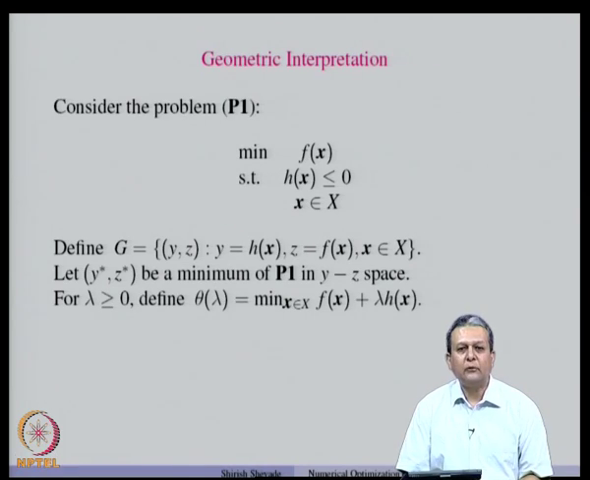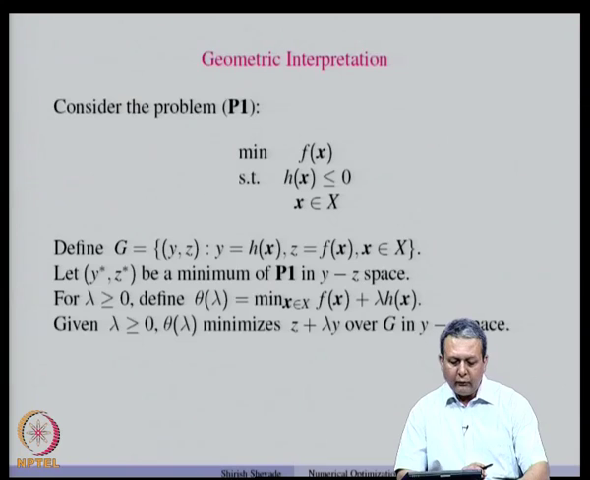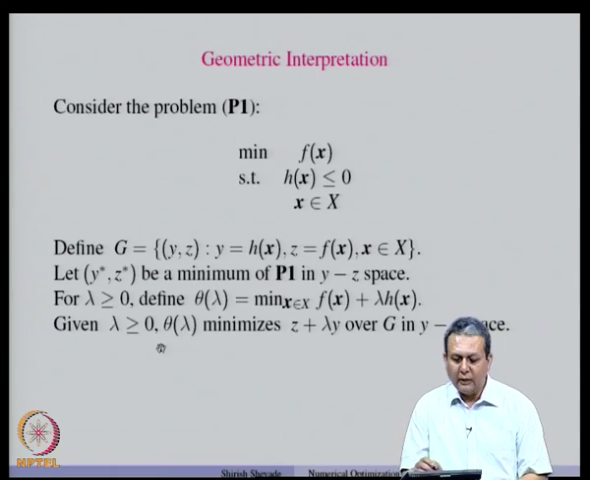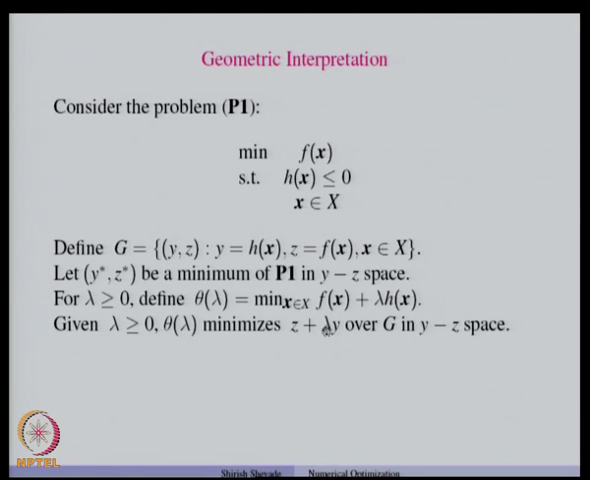Now, let us look at the dual objective function. So, for lambda which is non-negative, let us define the dual objective function to be theta(lambda), which is equal to the minimum of the Lagrangian, and the Lagrangian function in this case is f(x) plus lambda h(x), where lambda is a Lagrange multiplier corresponding to this inequality constraint. So, if we are given lambda which is non-negative, then theta(lambda) will find out the minimum of f(x) plus lambda h(x), or in other words theta(lambda) minimizes in the yz space z plus lambda y over that part of G where h(x) is less than or equal to 0.